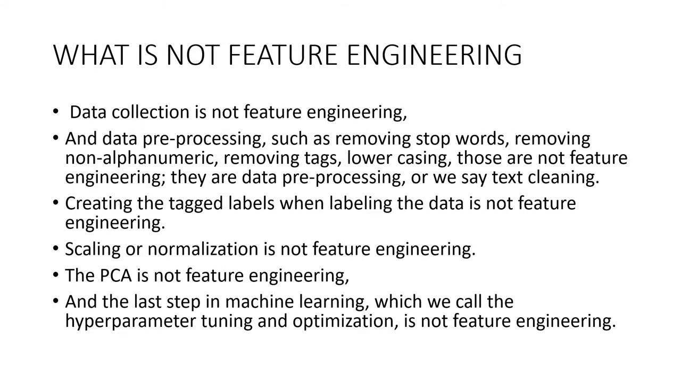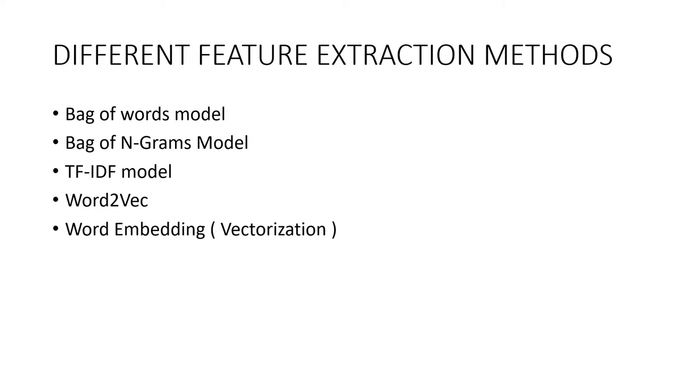Now, what is not feature engineering that you need to understand? Data collection is not feature engineering. And data pre-processing, such as removing stop words, removing non-alphanumeric characters, removing tags, lowercasing, those are not feature engineering. They are data pre-processing, or we say text cleaning. Creating the tag labels when labeling the data is not feature engineering. Scaling or normalization is not feature engineering. And principal component analysis is not feature engineering. And the last step in machine learning, hyperparameter tuning and optimization, is also not feature engineering. You need to understand these steps are not feature engineering.